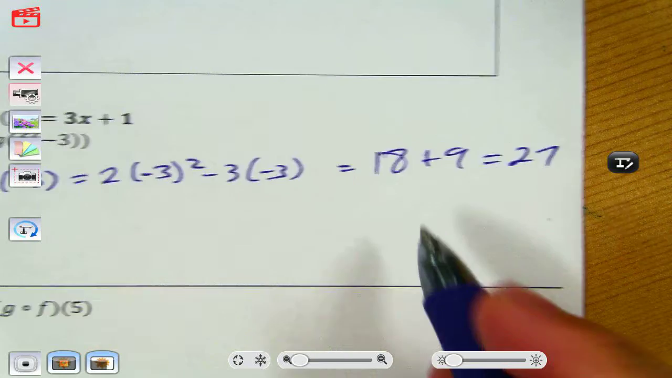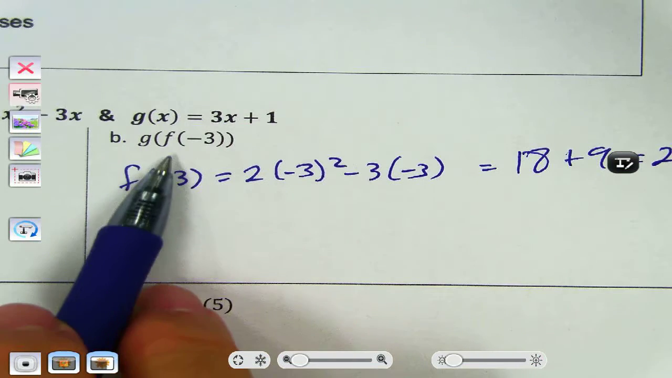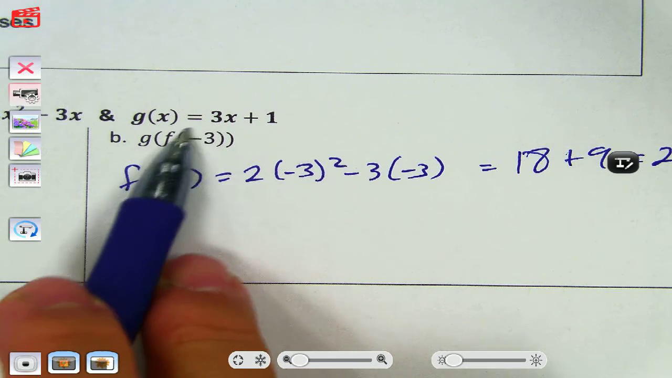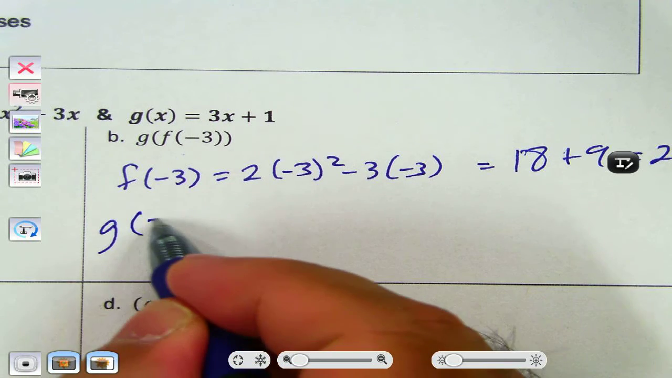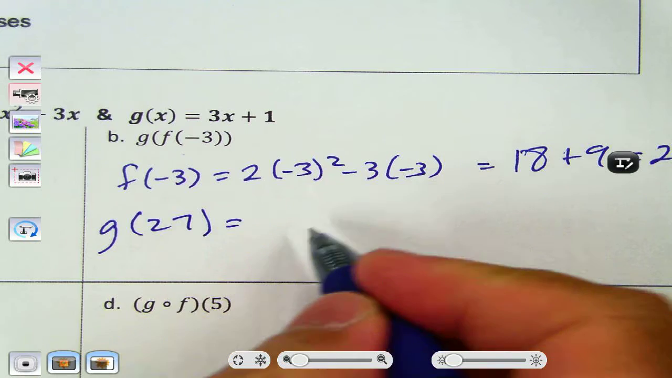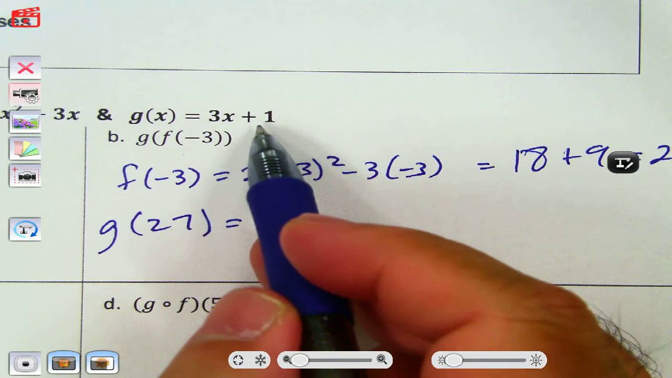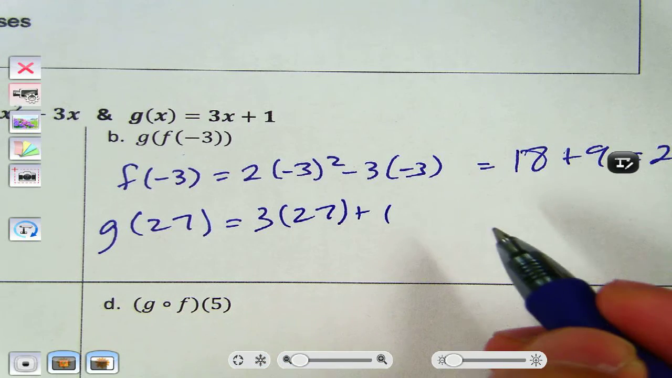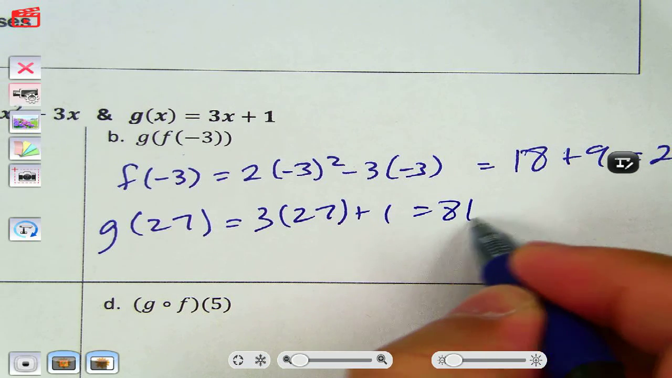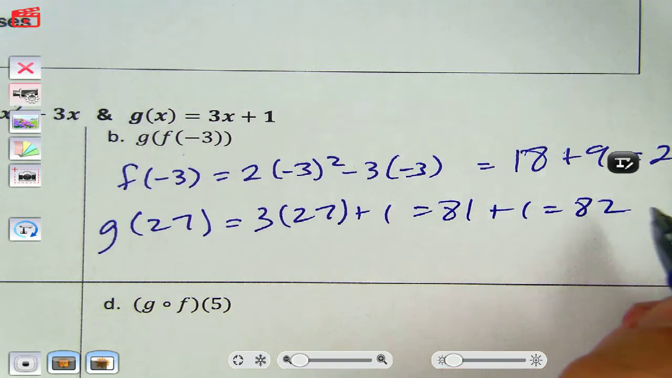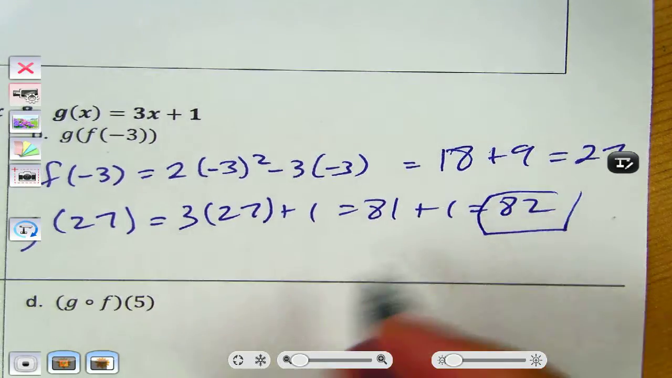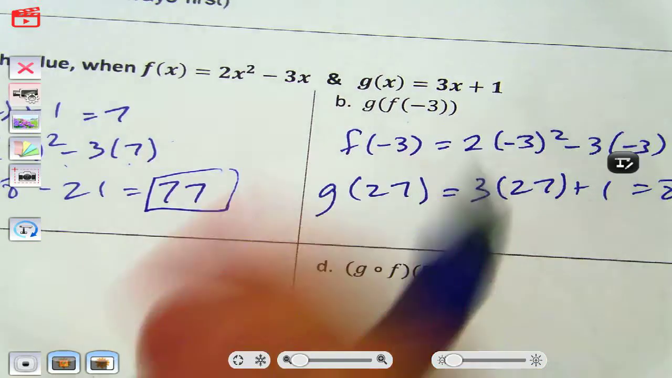That's the value we're going to substitute into g because of this. We found f of negative 3 to be 27, so now we're going to put it in g. So g of 27. So that's what g looks like, 3x plus 1. So we're replacing the x with 27. All right, so that's going to be 81 plus 1, which is 82. All right, so that's the final value. The last one was 77.